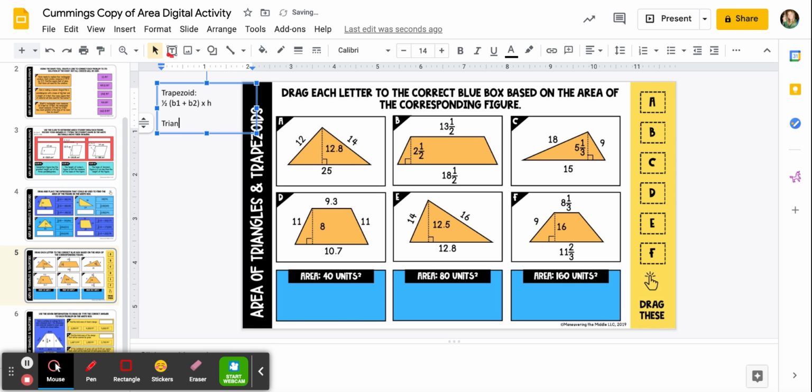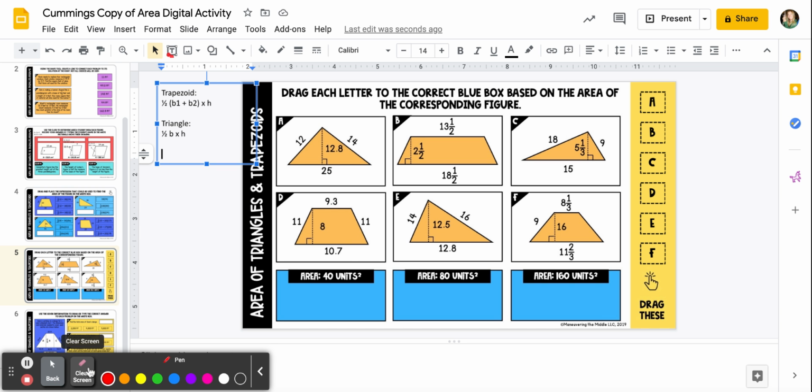A triangle is 1/2 base times height. And I think that's all you need because that's a trapezoid, that's a trapezoid, that's a trapezoid, that's a triangle, that's a triangle, that's a triangle. So you have to do the area of each of those shapes.